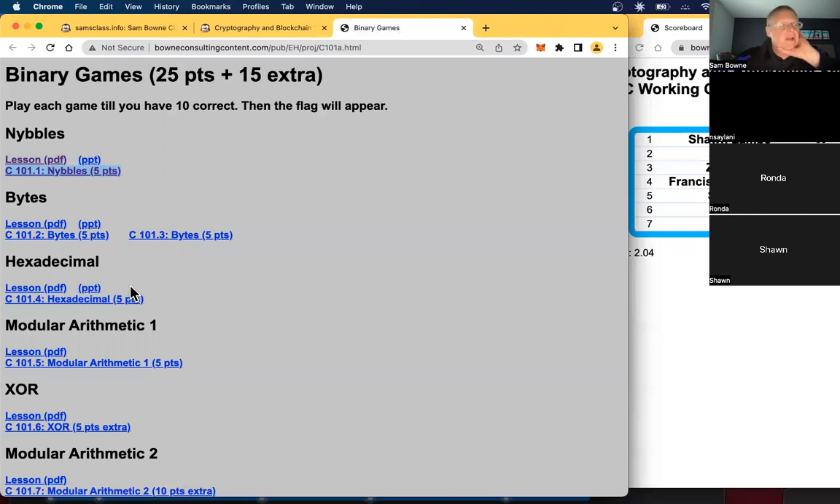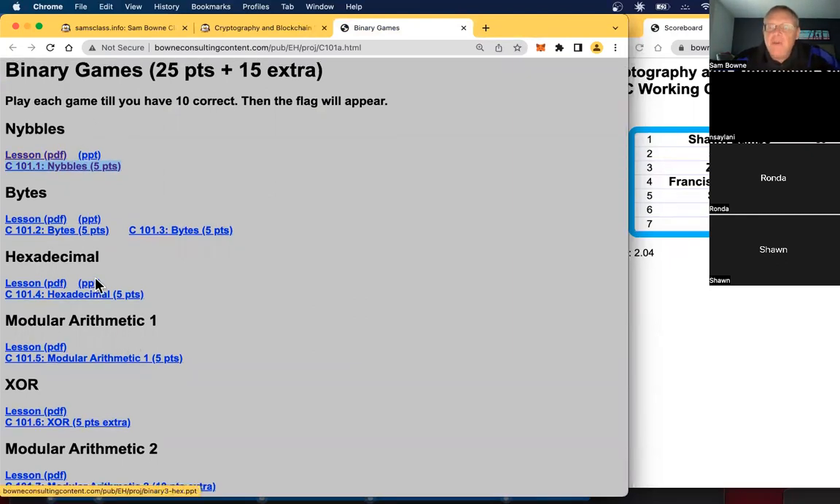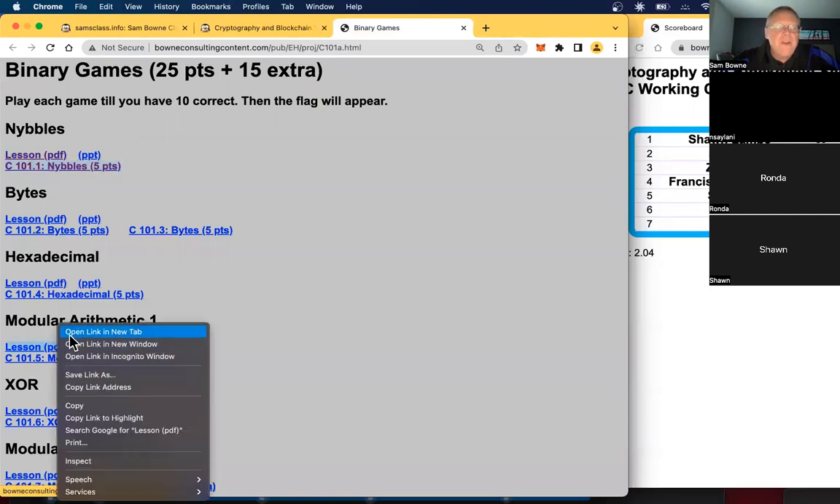All right. And then modular arithmetic. So these are the nibbles, bytes, and hexadecimal, I imagine, are probably pretty familiar. But modular arithmetic and the second one might not be. So let me talk about that. This stuff might be of interest.